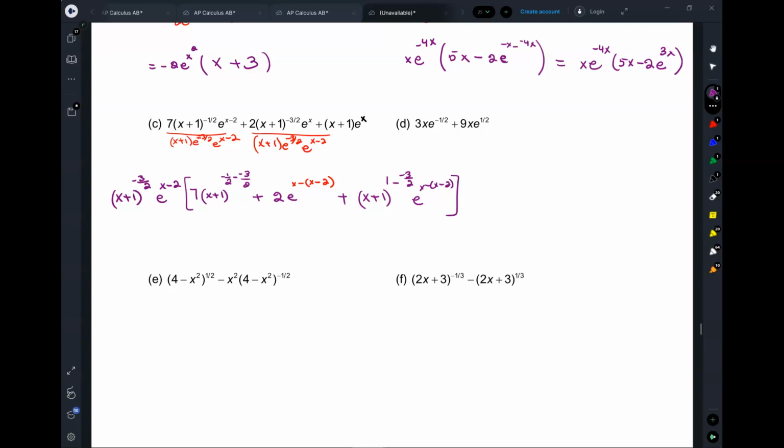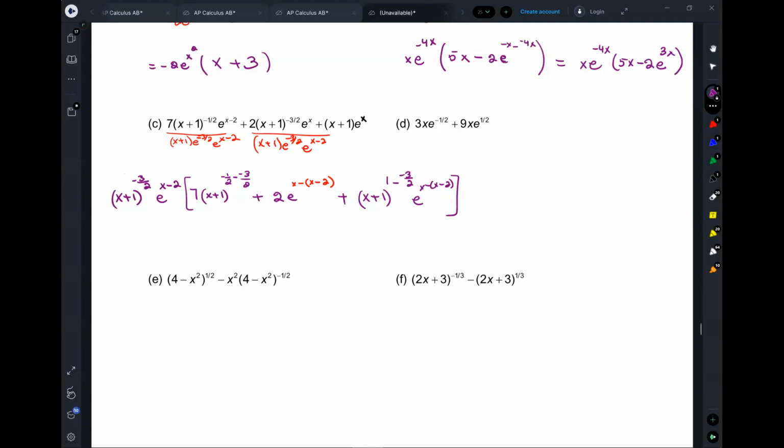So for each one, write down what you're dividing by. And then, look, same base, you have to subtract the exponents. If they're the same exponent, it goes away. Look at this one. Same base, I need to subtract the exponent. X minus x over 2. Here too, okay? X plus 1 to the power of 1 minus negative 3 over 2. X minus x over 2.